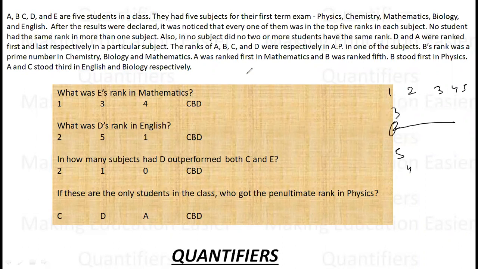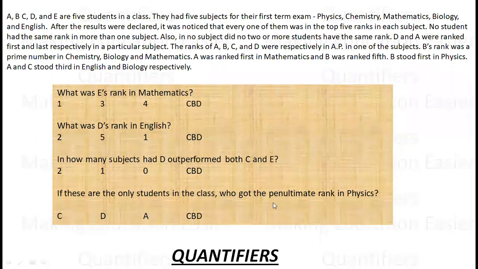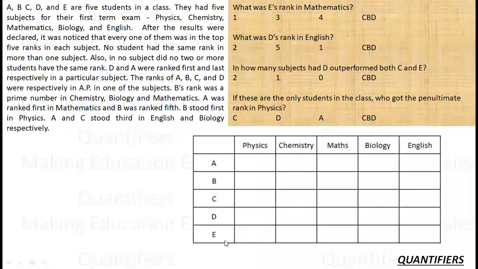The ranks of A, B, C, D were in AP. B's rank was a prime number. So all I know is that there are 5 people, there are 5 subjects, and I have to fill some ranks. So I'm going to make a matrix which will help me out in this. Let's just start writing. So what is the first step in this question? These type of questions, just fill in the information whatever you can and then see what else has to be harnessed. Okay, let's write it.